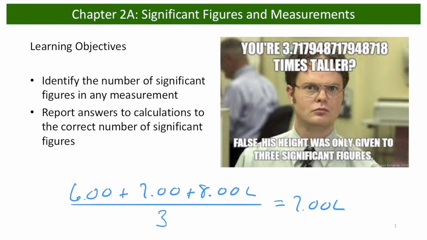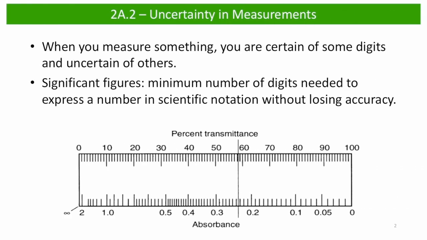So we're only worried about measurements. And in this class, we're going to be taking a lot of measurements and talking about measurements quite a bit. Okay, so here we go. When you measure something, you're certain of some digits and uncertain of others. This is going to become important in lab. Significant figures are the minimum number of digits that you need to express a number without losing its accuracy.